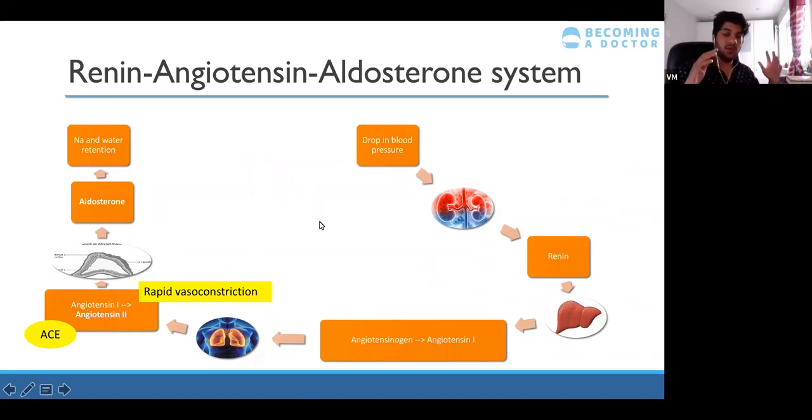So a drop in the blood pressure causes the kidneys to secrete renin, which fosters this conversion from angiotensinogen to angiotensin-1 in the liver. Then in the lungs we have angiotensin-1 to angiotensin-2, which stimulates the production of aldosterone and water retention, thus mitigating any drop in blood pressure.